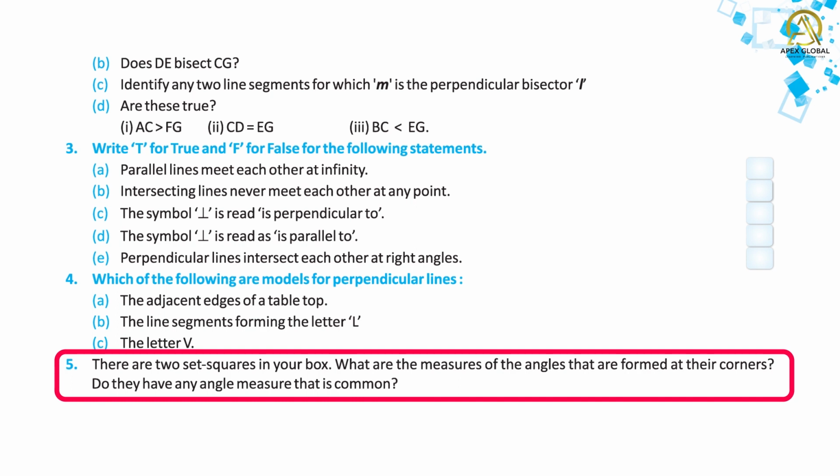What are the measures of the angles that are formed at their corners? Do they have any angle measure that is common? Solution. 60 degree, 90 degree, 30 degree and 45 degree, 90 degree, 45 degree. They have a common angle of 90 degree.